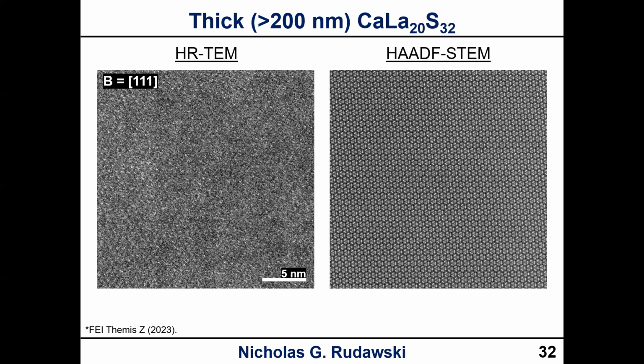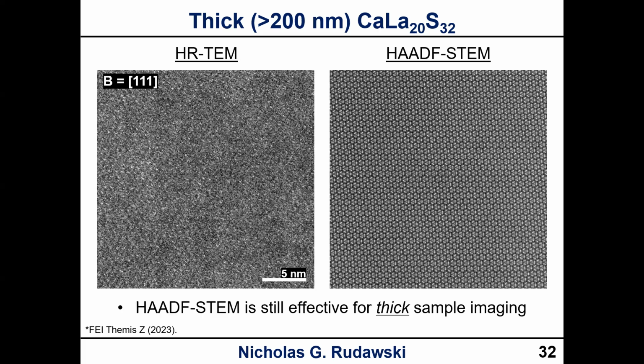And again, the reason is, HAADF doesn't rely on Bragg scattering. It relies on incoherent imaging, okay? Those electrons scattered to high angles where we don't have Bragg scattering anymore, okay? So this is still effective for imaging thick samples, which is great. Okay, it's another great tool to have.